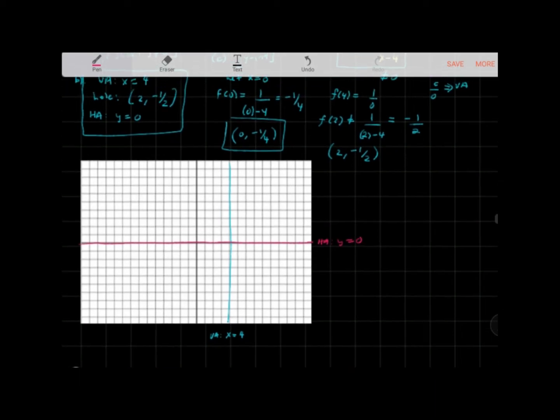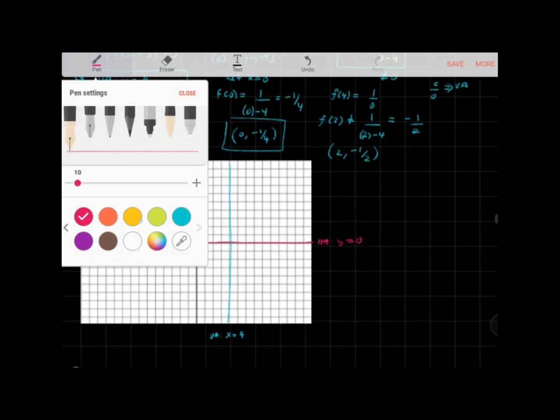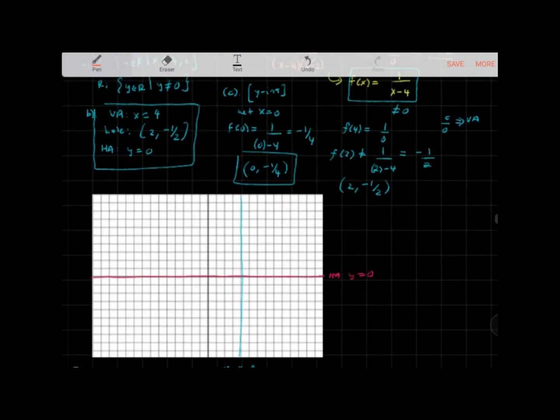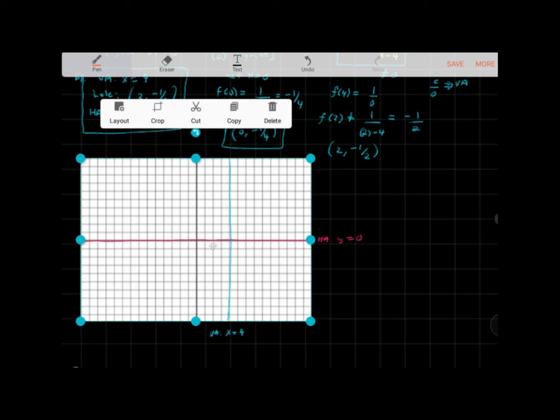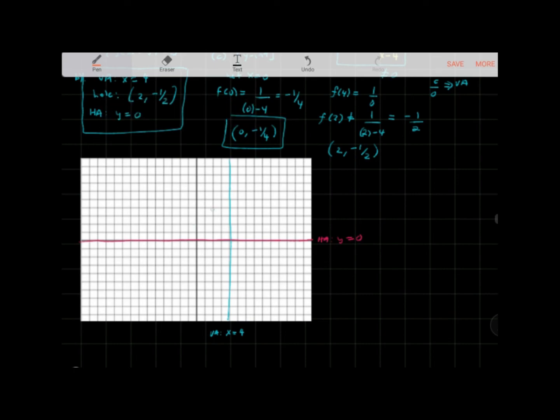And we only have to plot our y-intercept, right? We have a hole at 2 and negative 1/2. So I'm just going to plot the hole really quickly. Let's do that in orange. So the hole here is 2 and negative 1/2. Let's say it's somewhere here. Okay, it's going to be kind of hard to draw that out. So we're going to have a hole there, right? And we should have a point, the y-intercept is 0 and negative 1/4, right? It's kind of hard to tell where this is on this grid.